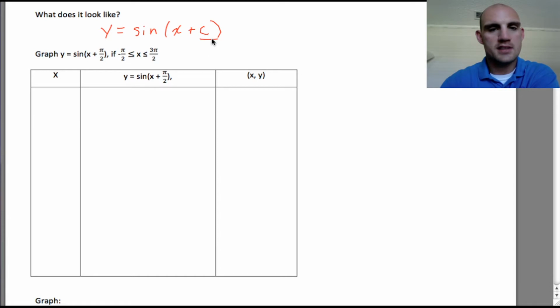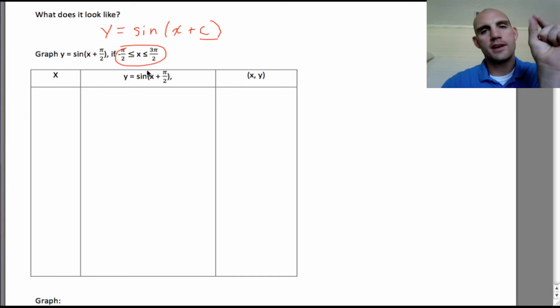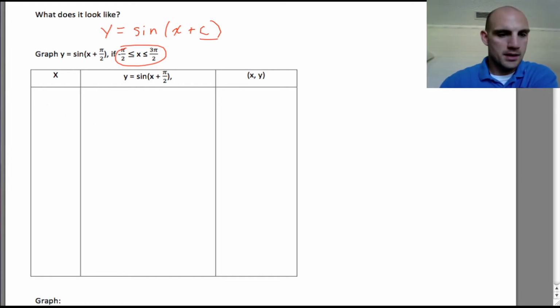Okay, this c is going to tell us what we want. And so when we look at this graph, it's y equals sine of x plus pi over 2. And they're going to give us some certain stipulations here. We're going to go from negative pi over 2 to 3 pi over 2. Now, as I've been trying to relate to you, it's all about picking the values, guys.